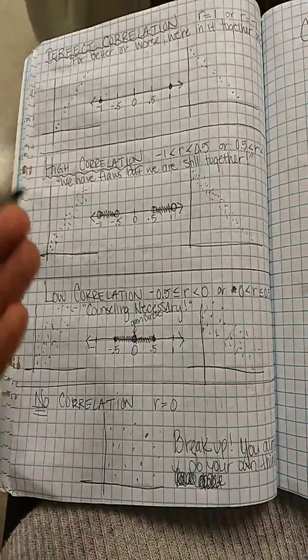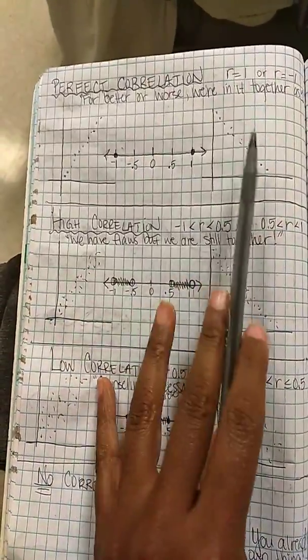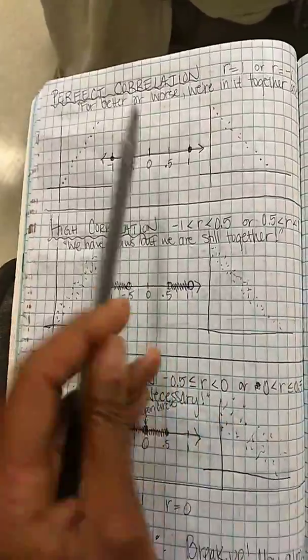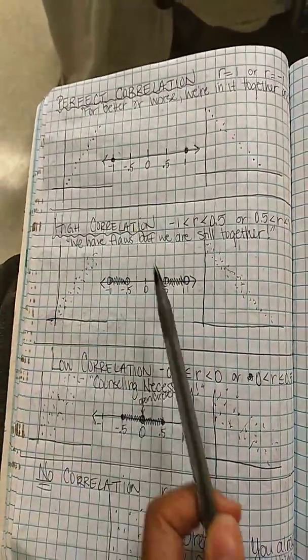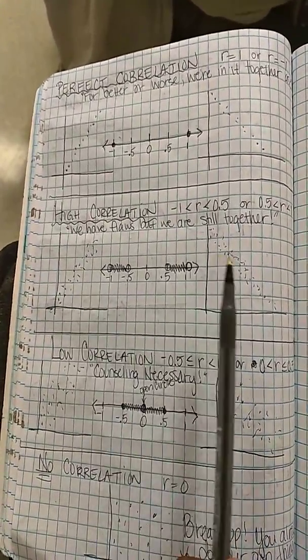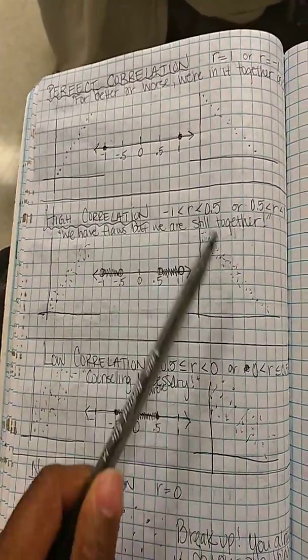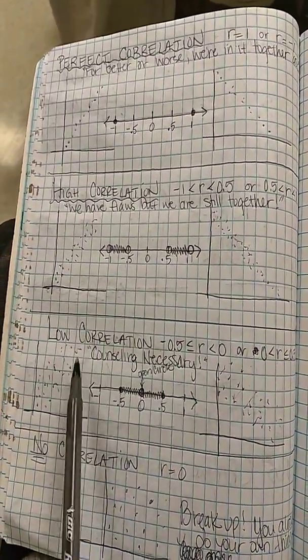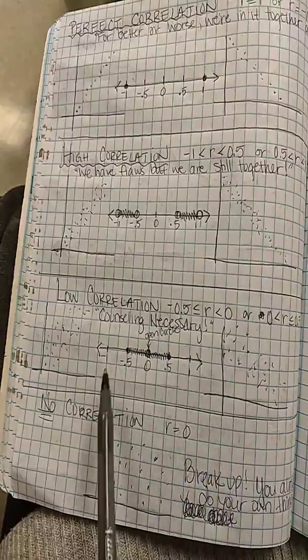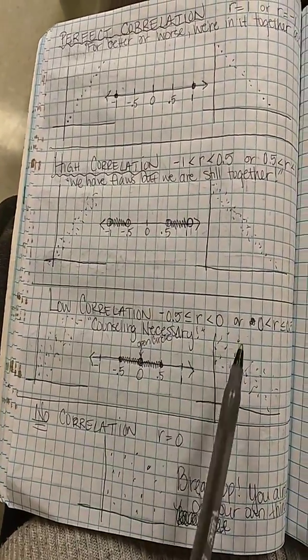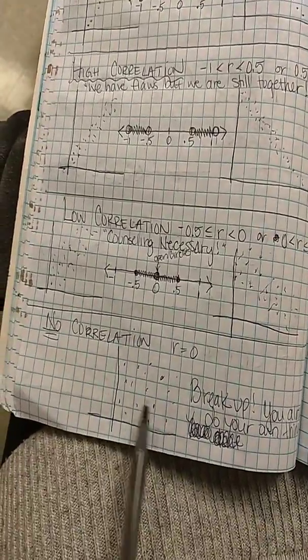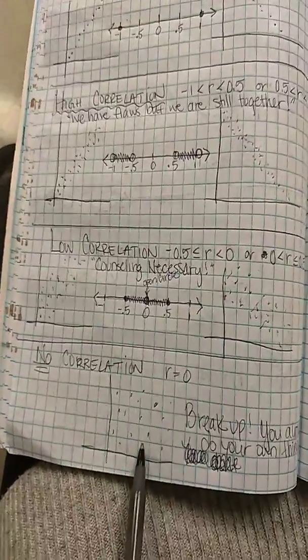Correlation is very similar to association. So these two are perfectly correlated, but this is a positive association, this is a negative association. These two are highly correlated, positive association, negative association. These two have a low correlation, positive association, negative association. These have no correlation and no association.